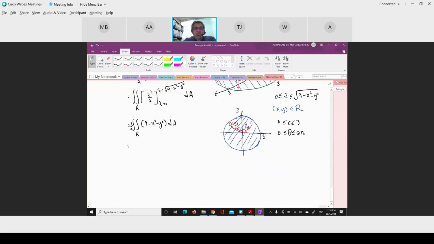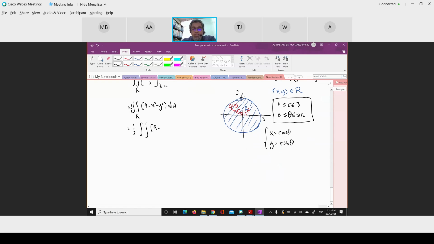So now we want to apply polar coordinates, because R here is circular, with these bounds for r and theta. What is x squared? x is r cos theta. Remember the relationship between the Cartesian coordinates and the polar coordinates. So x squared plus y squared is r squared, isn't it? So here we have 9 minus r squared.